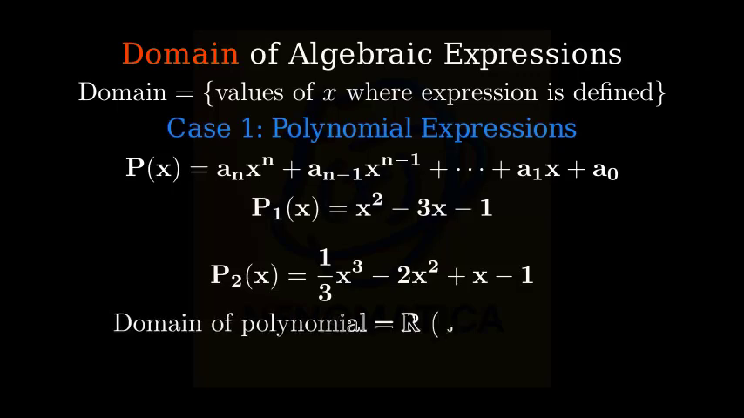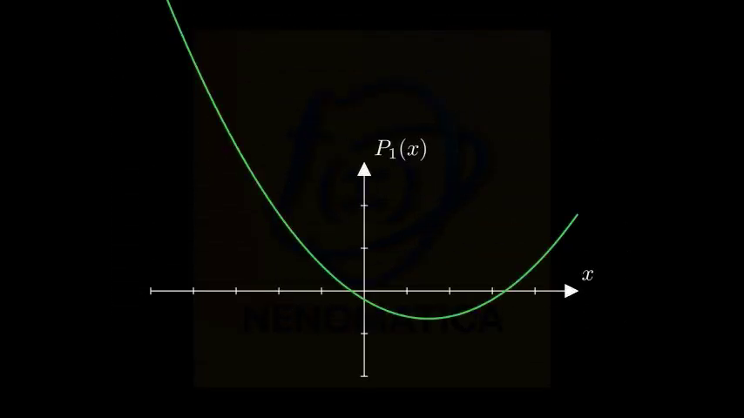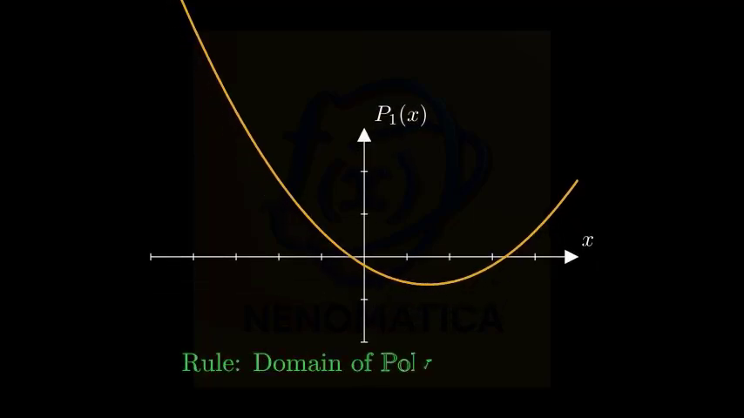The domain of any polynomial is the set of all real numbers, because a polynomial is defined for every real value of x. Let's visualize what this means. Here's the graph of our first example polynomial, x squared minus 3x minus 1. Notice that this is a continuous function that extends infinitely in both directions. We can substitute any real value for x, and we'll always get a valid output. For polynomial expressions, the rule is simple. The domain is always the set of all real numbers.